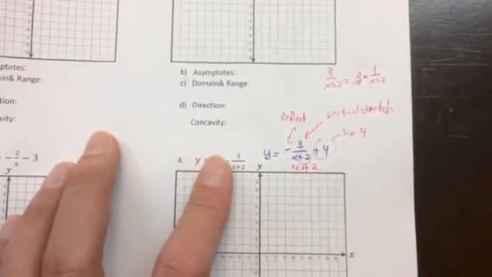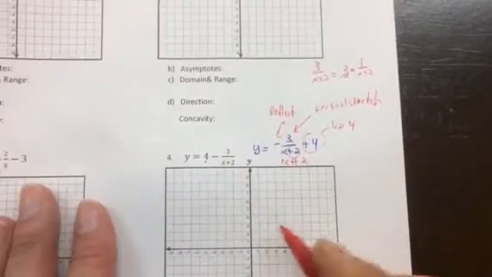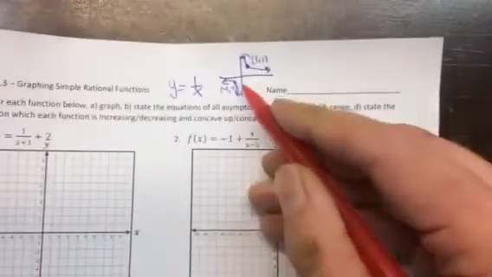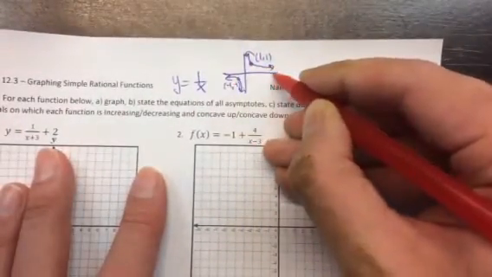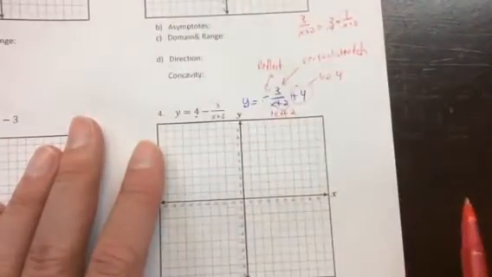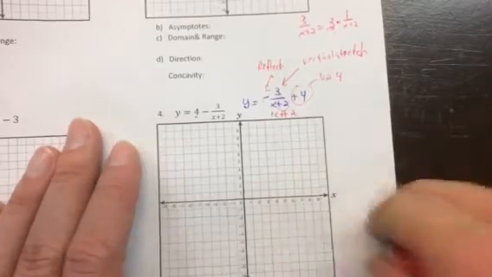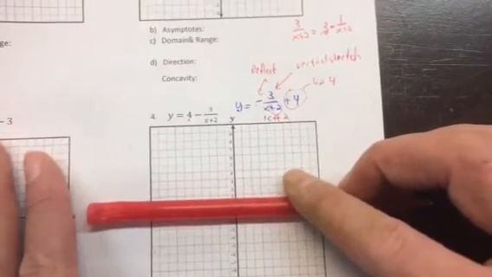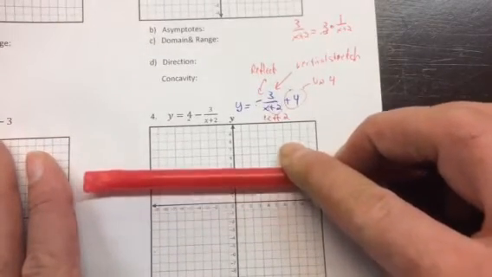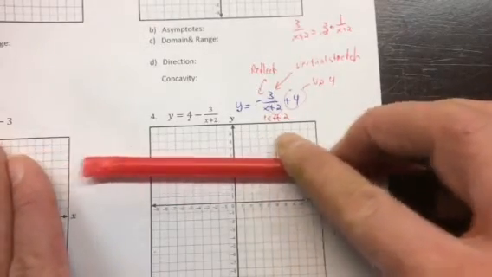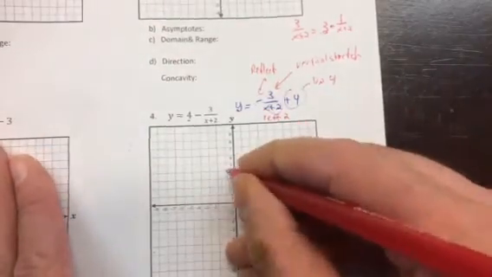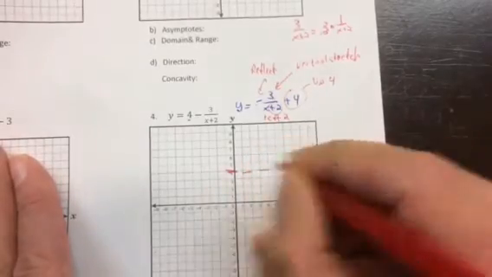Okay, so let's see how this works. We know that in the parent function there are asymptotes at x equals 0 and y equals 0. And when we start graphing this transformation, we want to graph our asymptotes first. So the asymptotes shifted up by 4 and left by 2. When you shift up by 4, that takes the horizontal asymptote up by 4. Left by 2 doesn't actually do anything to the horizontal asymptote because it's an infinite line. So just the up by 4.